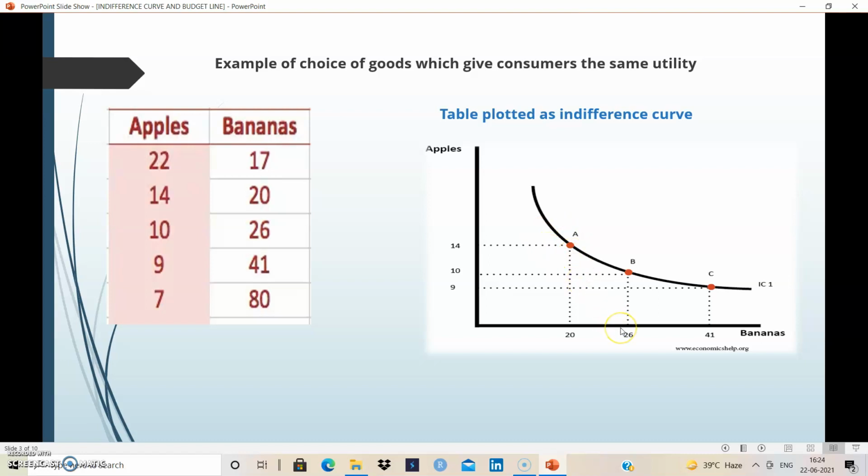But when a consumer consumes 26 bananas, then he will consume 10 apples to get a satisfaction or a utility, we can say. When a consumer consumes 41 bananas, then he or she will consume 9 apples. This indifference curve shows the total utility of a consumer with a combination of two goods, apple and banana. This is known as indifference curve.